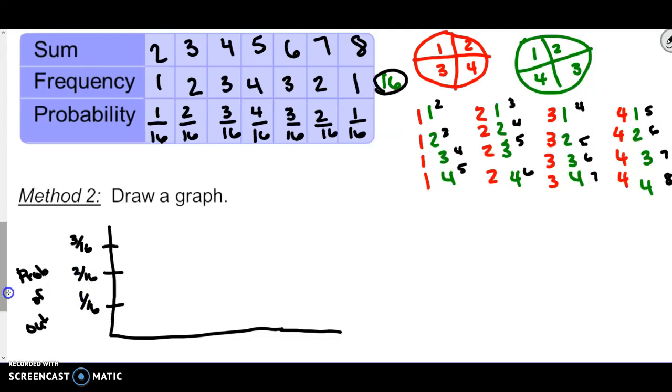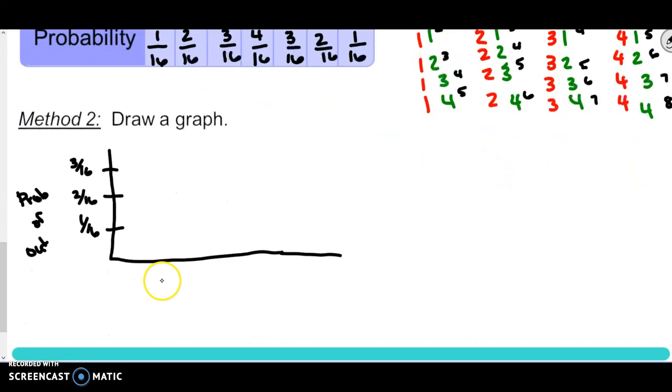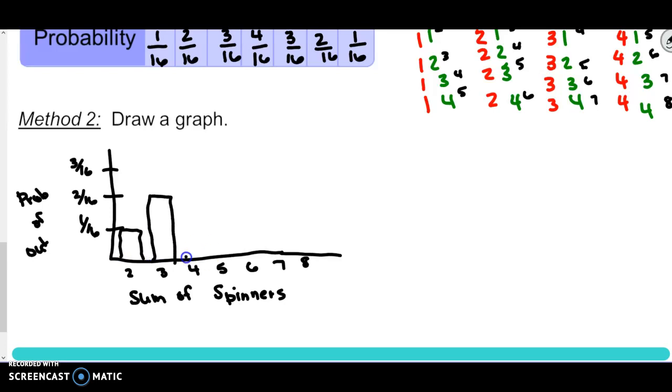And then down here, this is the sum of the spinners. And we have 2, 3, 4, 5, 6, 7, and 8. So for 2, we have 1/16. For 3, we have 2/16. 4 is 3/16. And I think you guys caught on right there.